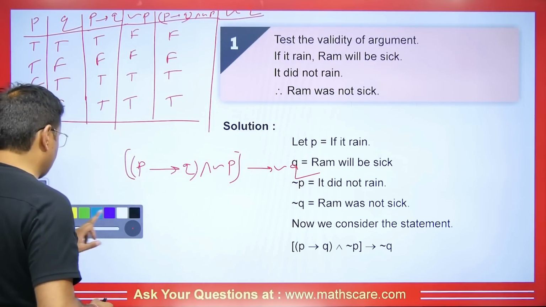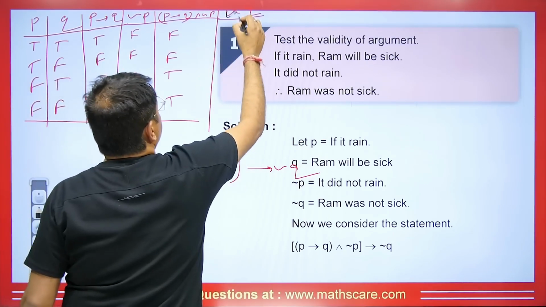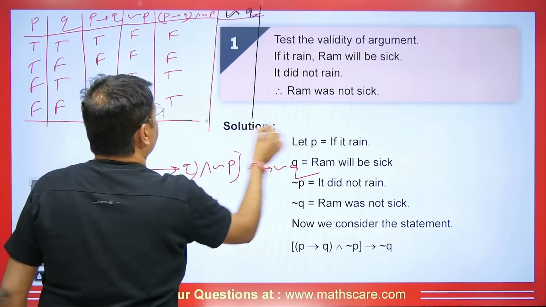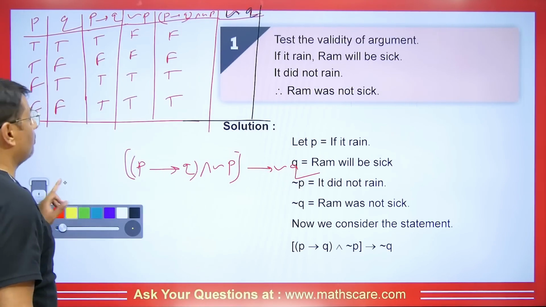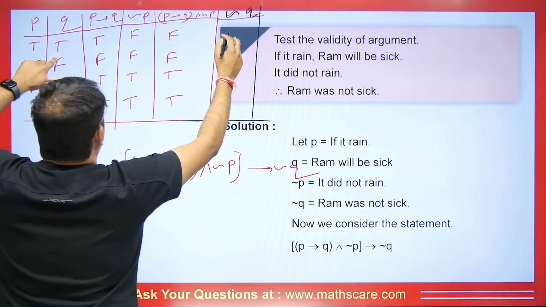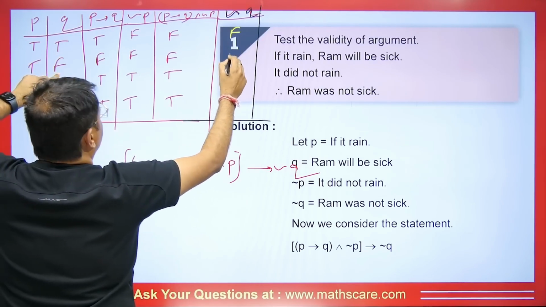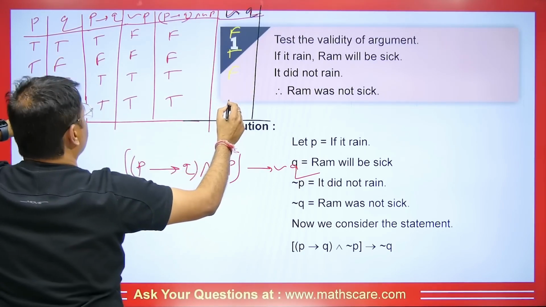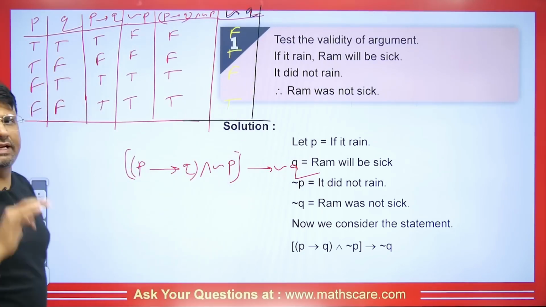I will change the color a little bit so that you can understand this clearly. So I will take this as negation of Q. So let's check what negation of Q we have here. Q is coming, so negation of Q will be opposite. That is false. Are you getting me? This will also be true for us, this will be false for us, and this will be true for us. Okay? Now I told you a trick.